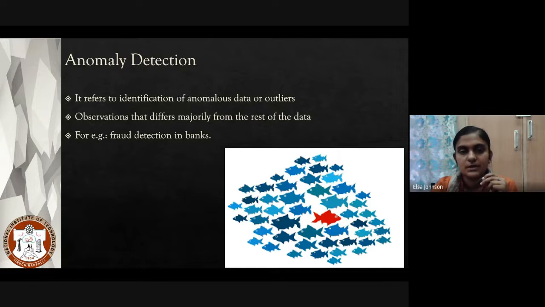So whenever it detects an anomaly in your spending, you'll get a call immediately, or you'll get a message that you have used your card for this much, and if you suspect fraud, you have to block it immediately. Like that, you'll get a message or a call for confirmation. So this detection is done as fraud detection in banks.